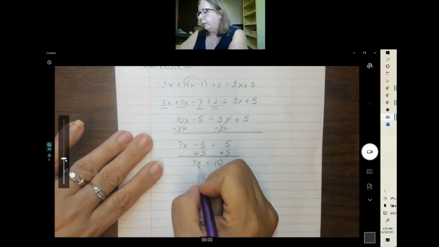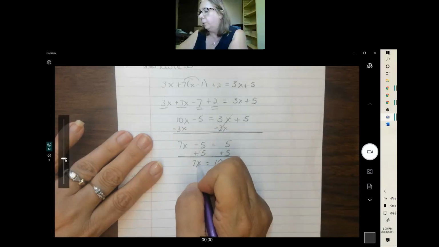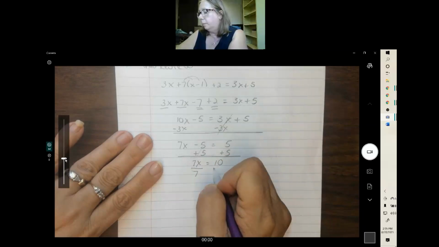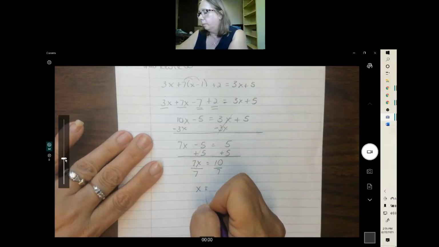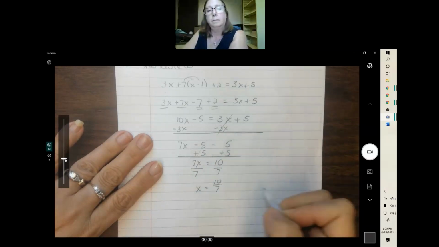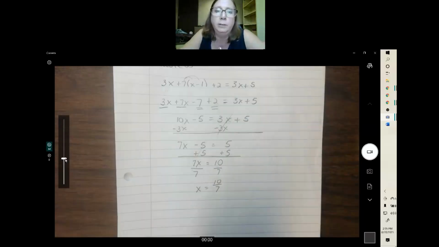Still trying to get x by itself. Since this is multiplied, we divide it. Any questions on that one?